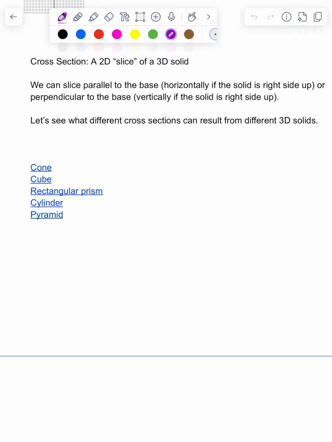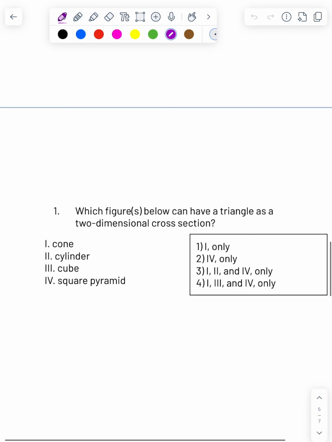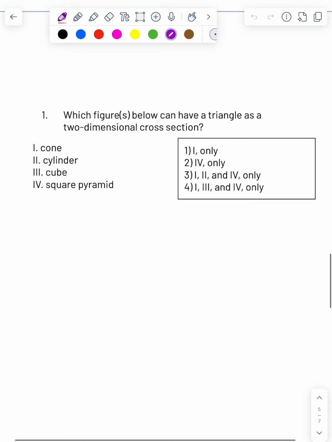We're going to end with some Regents questions so we can see what Regents questions on this topic look like. So here's the first one, and I recommend that you read the question, pause the video, and then unpause it when you're ready to see the answer. Which figure can have a triangle as a two-dimensional cross-section?